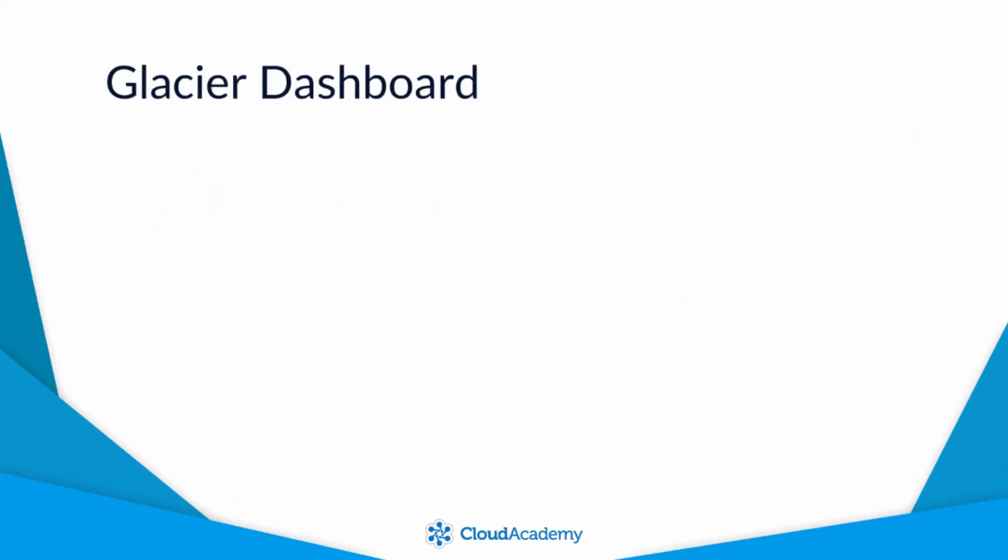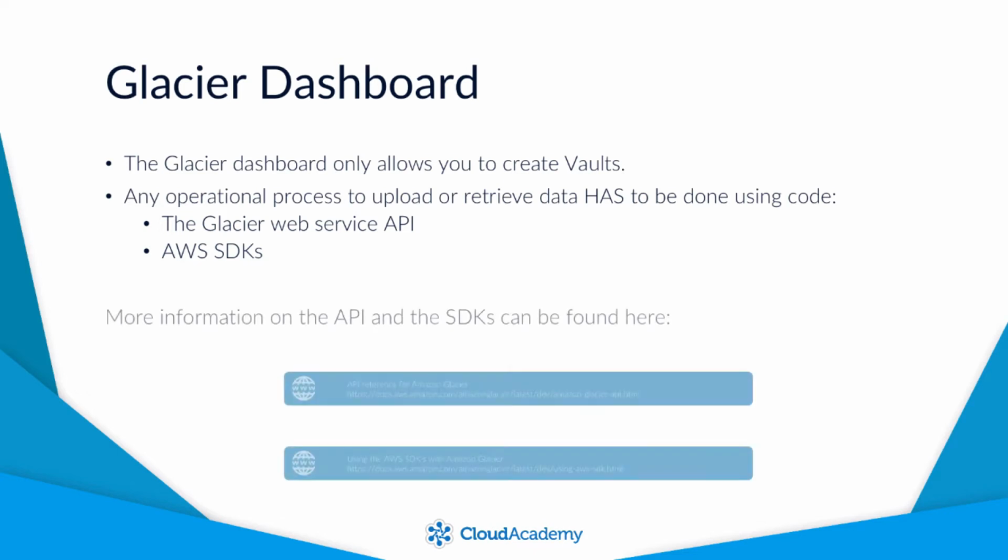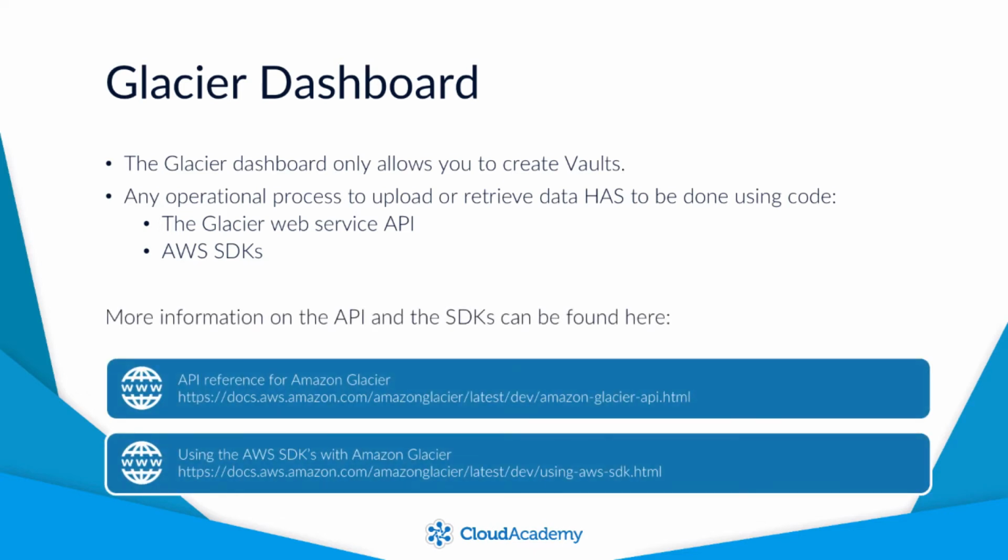Now, whereas Amazon S3 provided a nice graphical user interface to view, manage and retrieve your data within buckets and folders, Amazon Glacier does not offer this service. The Glacier Dashboard within the AWS Management Console only allows you to create your vaults. Any operational process to upload and retrieve data has to be done using some form of code, either with the Glacier Web Service API or by using the AWS SDKs, which simplify the process of authentication. More information on the API and the SDKs can be found with these links on screen.